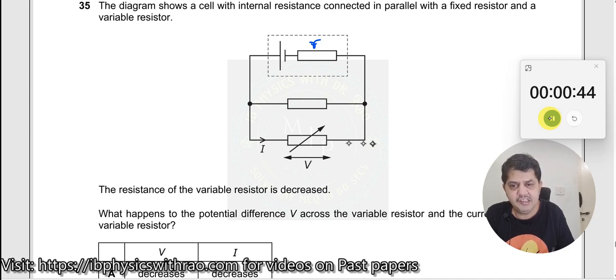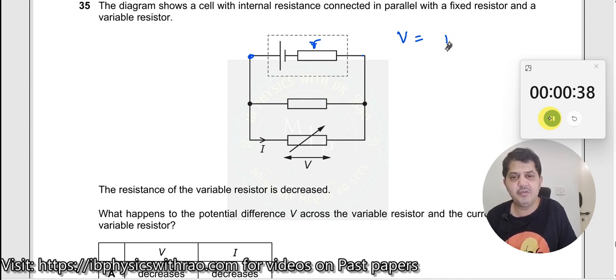Now what is this potential called? Terminal potential difference, which you can measure here also. Or I can now say V is equal to E minus, if this is I and this is, let us say, I dash over here, E minus I dash into R.